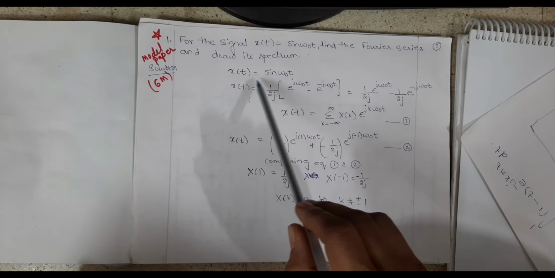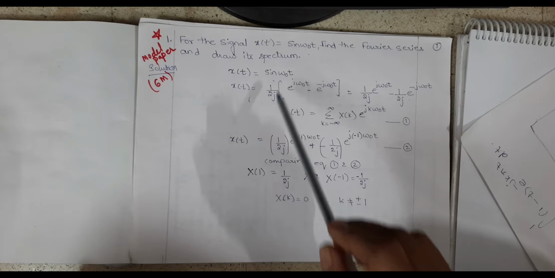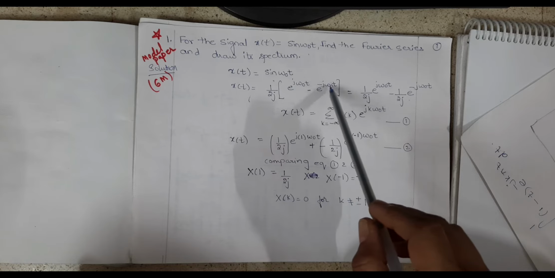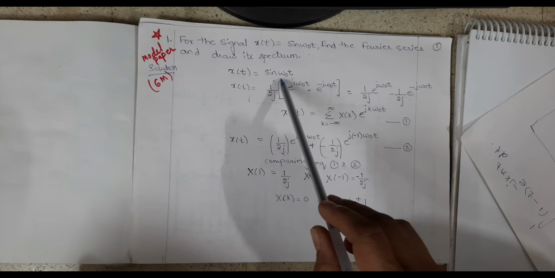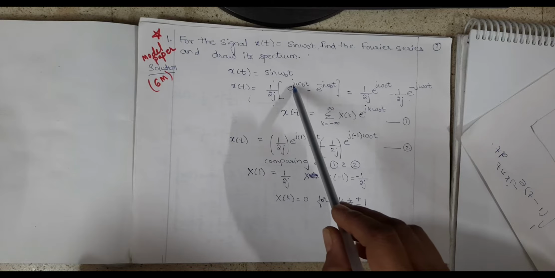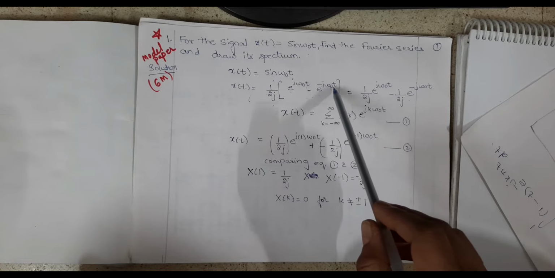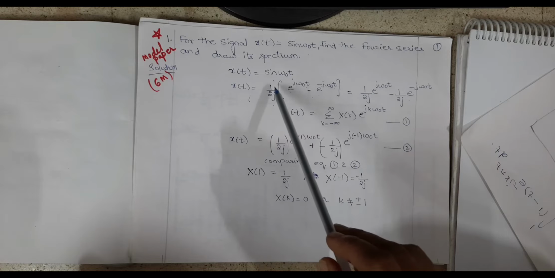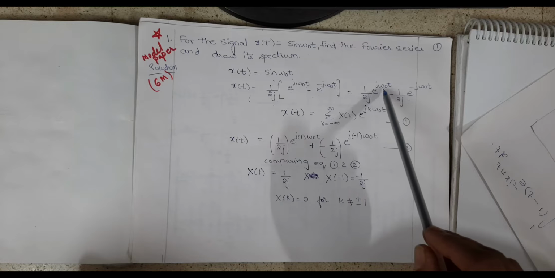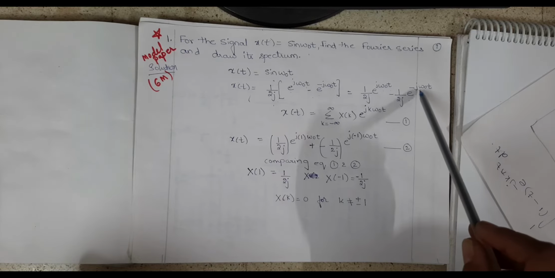So x of t is sine omega naught t, where omega naught is the frequency. I can write sine theta as e power j theta minus e power minus j theta by 2j. Here in place of theta you have omega naught into t. Therefore 1 by 2j e raised to j omega naught t minus e raised to minus j omega naught t. So this splits to 1 by 2j e raised to j omega naught t minus 1 by 2j e raised to minus j omega naught t.